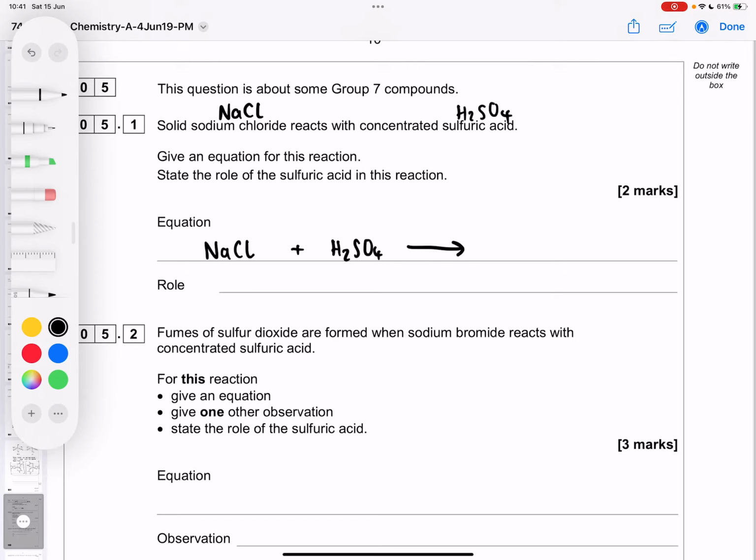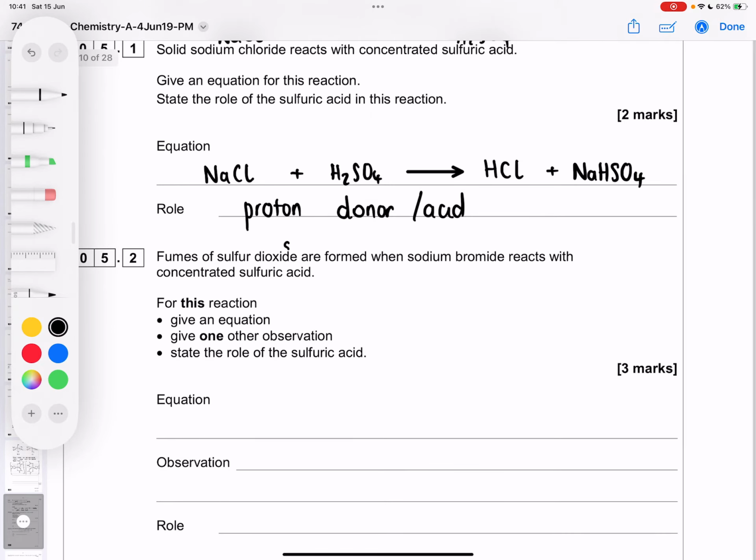The chloride ions accept a proton to make steamy white fumes of HCl, and we're left with sodium hydrogen sulfate. So the H2SO4 has donated a proton, the Cl- has accepted it, and the two other ions have then combined. So the role of the sulfuric acid is as a proton donor, or as an acid.